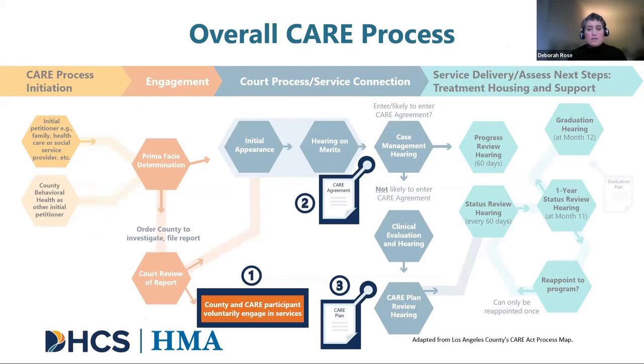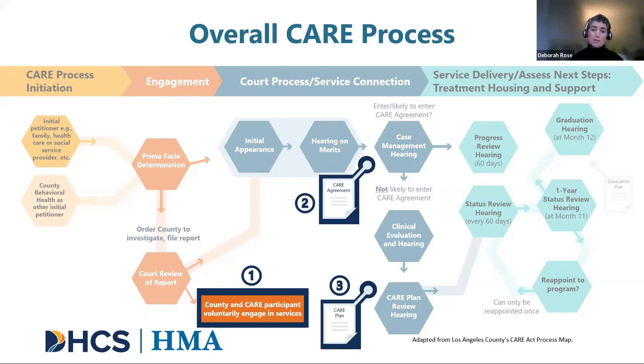So now that we've discussed all of these potential kinds of care services, we want to zoom out a little bit and show you where in the process these three exist. And we'll refer back to it. Mark number 1 on the left side of your screen is the county and illustrates that the county and individual have voluntarily engaged in services.